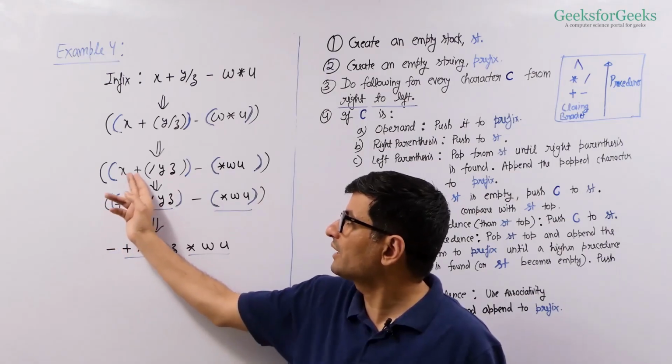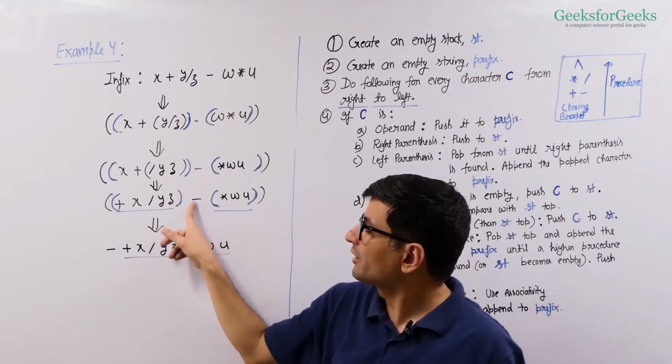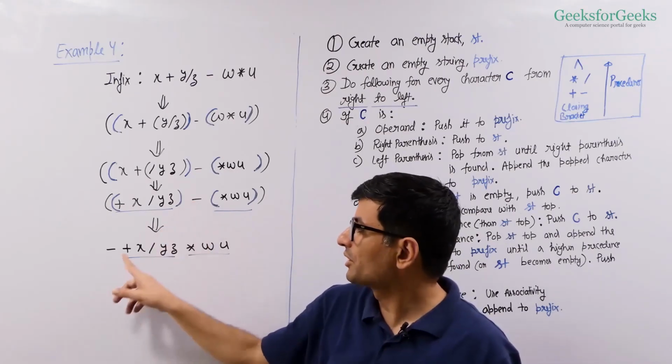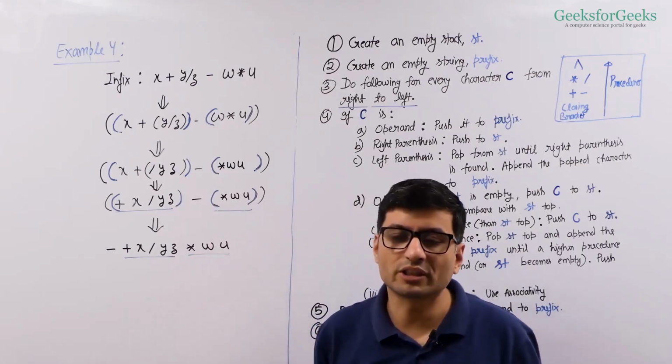So we get plus x and then this operand. Then we have two operands for the minus operator. So we convert this into prefix. We put the minus operator, then the first operand, then the second operand. So this is the result we are going to get.